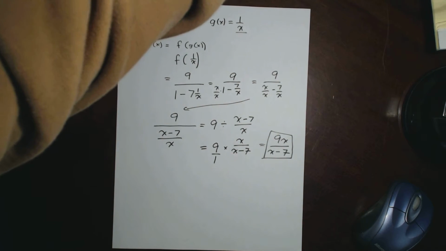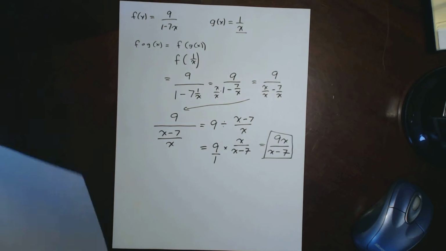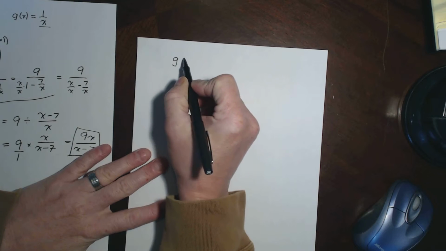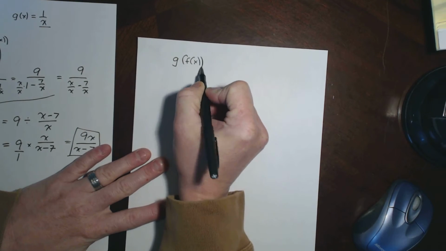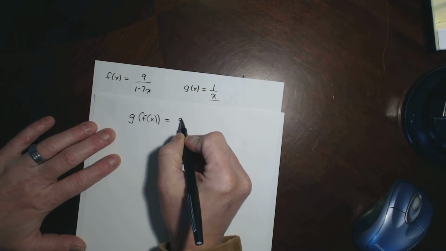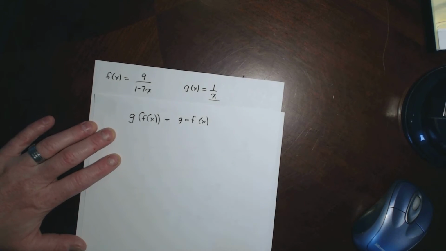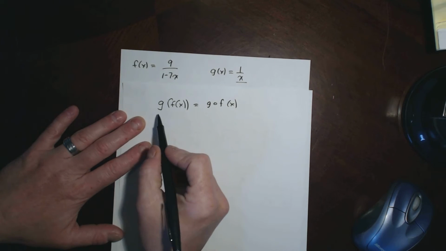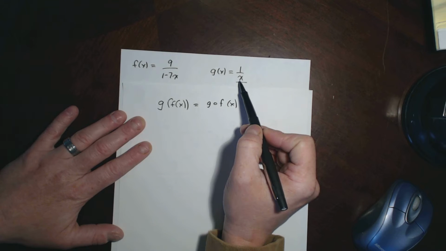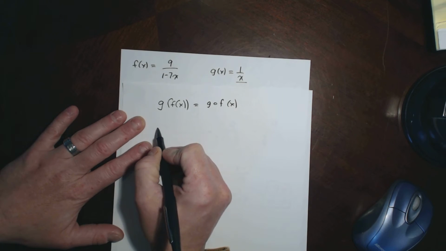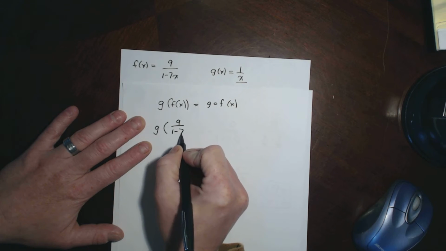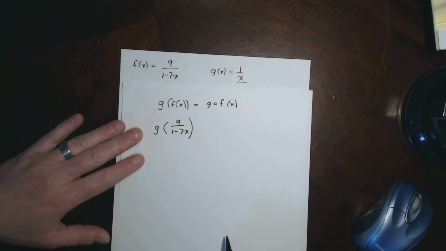Now let's look at the composition the other way. Here we're going to do g of f of x, which we can write as g of f of x. These notations, again, are equivalent to each other. So here I'm going to take my f of x function and put it into my g function. So this is going to become g of 9 over 1 minus 7x.